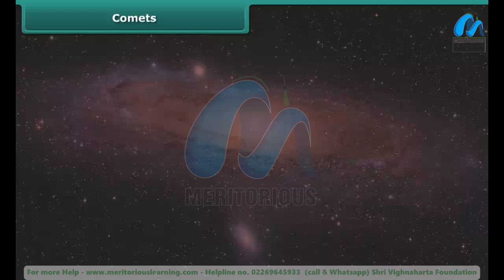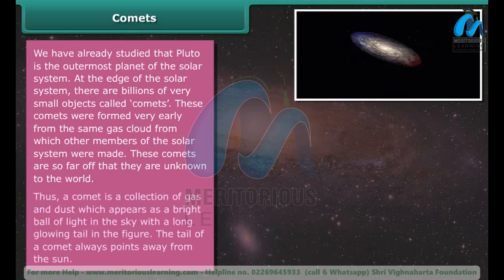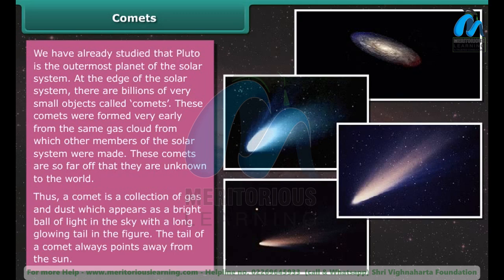We have already studied that Pluto is the outermost planet of the solar system. At the edge of the solar system, there are billions of very small objects called comets. These comets were formed very early from the same gas cloud from which other members of the solar system were made. These comets are so far off that they are unknown to the world. Thus, a comet is a collection of gas and dust which appears as a bright ball of light in the sky with a long glowing tail in the figure. The tail of a comet always points away from the sun.